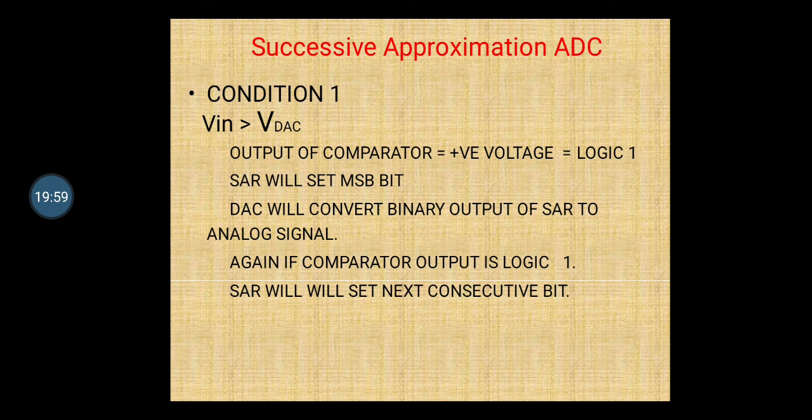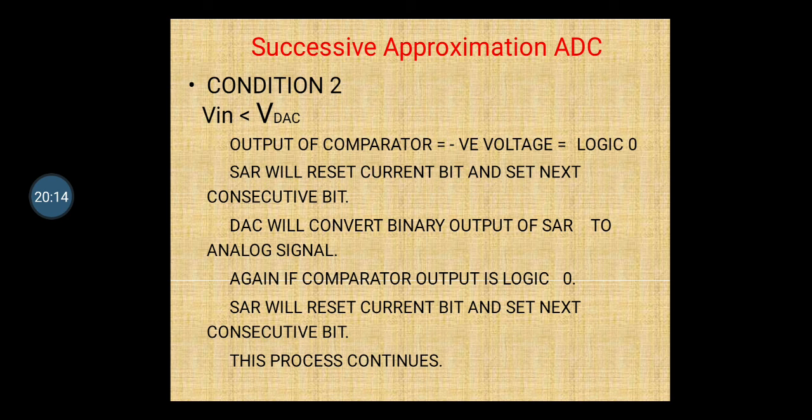If Vin is greater than VDAC, the output of the comparator is a positive voltage. SAR will set the MSB bit. DAC will convert the binary output of SAR to an analog signal. Again, if the comparator output is logic 1, SAR will set the next consecutive bit. But if Vin is less than VDAC, the output of the comparator is a negative voltage, that is logic 0. SAR will reset the current bit and set the next consecutive bit. DAC will convert the binary output of SAR to an analog signal. Again, if the comparator output is logic 0, SAR will reset the current bit and set the next consecutive bit.